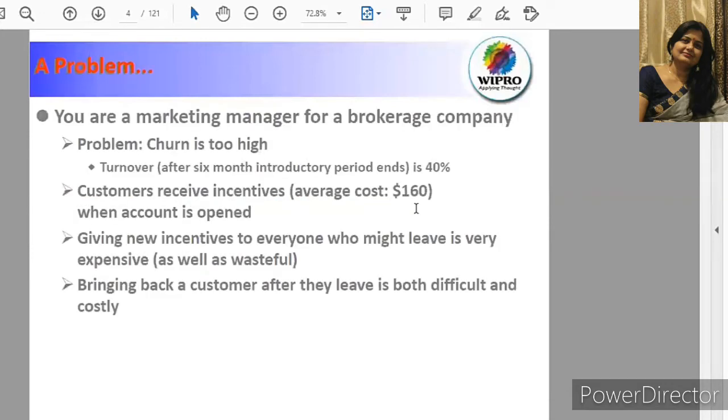So what is the technology? Now, as we already said, a customer wants to churn certain data. It wants to take out certain data. For example, if customers receive incentives, say an average cost of $160, you have to search this data from the entire database you have.